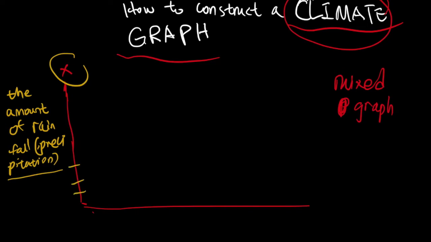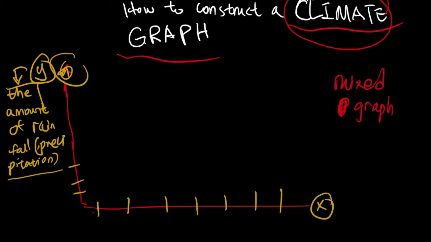The y, no, this one is y, I think. Sorry for that. For the y-axis, it's the amount, and for the x-axis, we use it to represent time, like 1st of January, 2nd of January. So it's normal. You should be able to understand it.